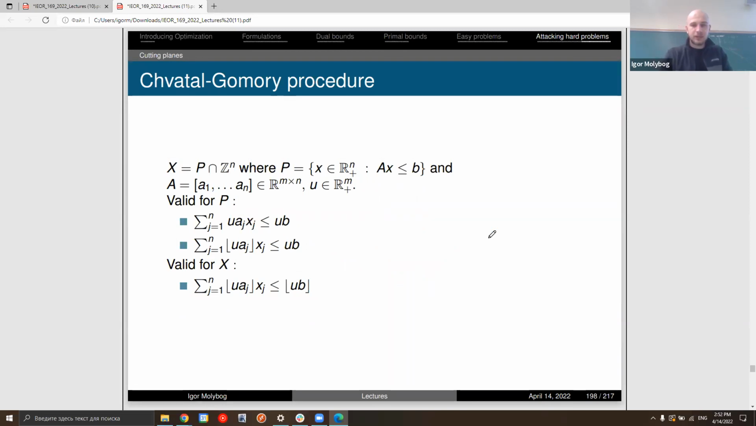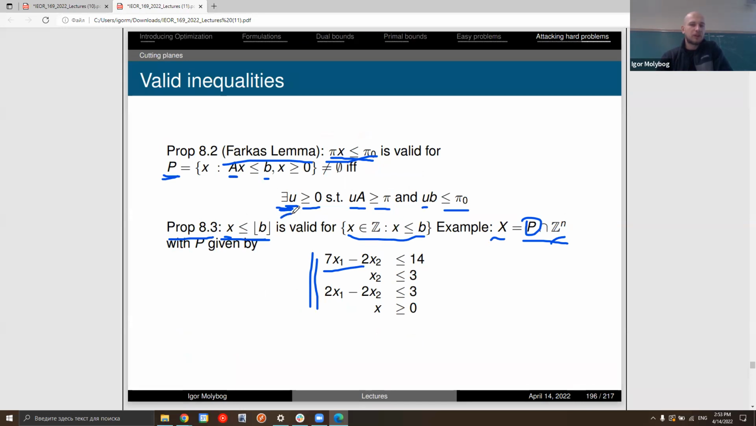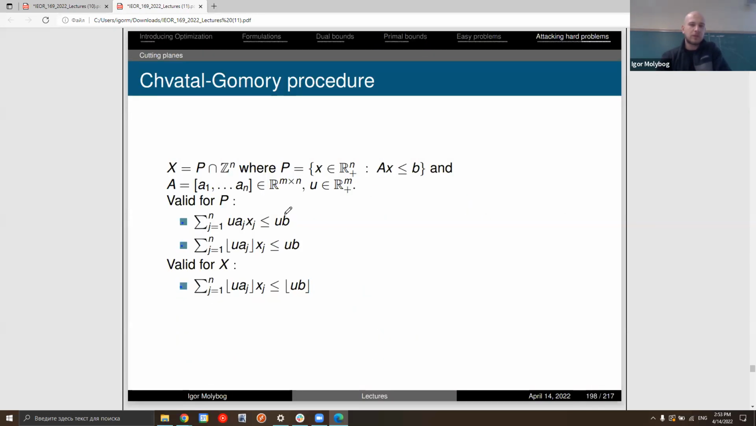Now let me spend some time explaining the Chvátal-Gomory procedure, or CG procedure. Basically, it's based on the three main inequalities that can be constructed iteratively based on this observation connected to Farkas lemma.